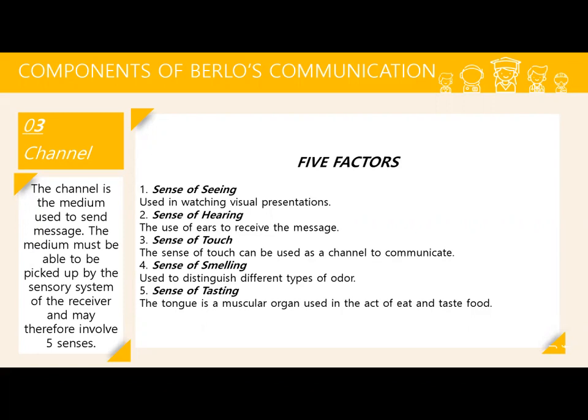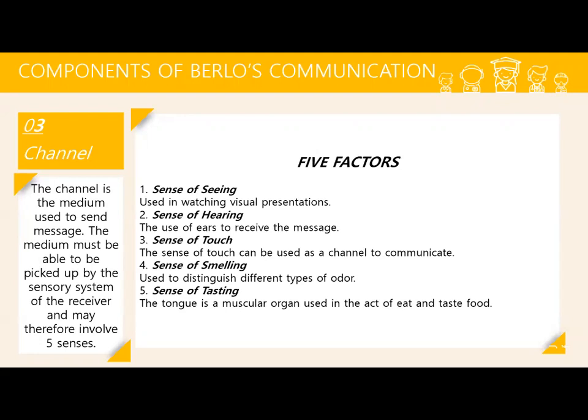The first one is sense of seeing. Sense of seeing is used in watching visual presentations. For example, watching television. So the message is conveyed through the scene or film. The second one is sense of hearing. The use of ears to receive the message. For example, orally transmitted messages and interpersonal communication.